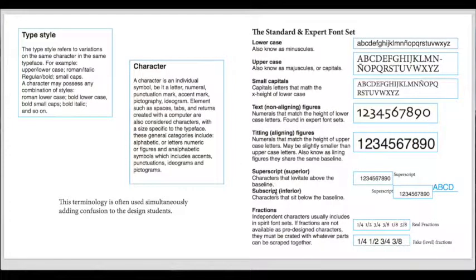Fractions. Dependent characters usually included in an expert font set. Fractions. Independent characters usually included in the expert font set. Fractions are not available as pre-designed characters and must be crafted whenever parts can be scraped together.